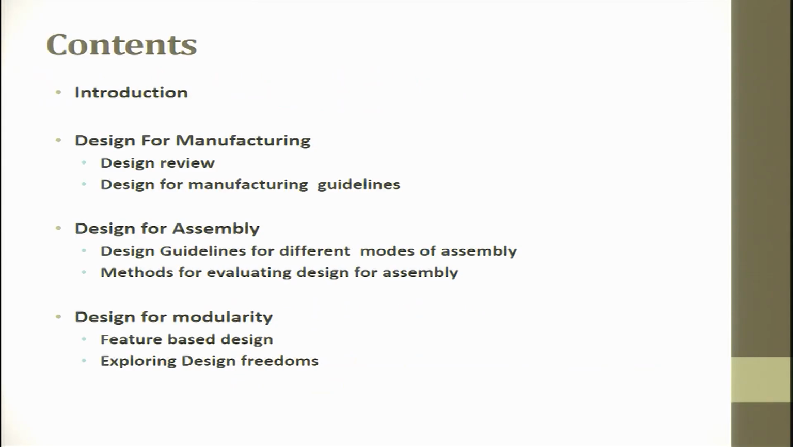The content we will see is a small introduction, followed by design for manufacturing. We will see design review there, then design for manufacturing guidelines, then design for assembly, then design guidelines for different modes of assembly, then methods for evaluating design for assembly, then design for modularity, feature based design and exploring design freedoms. So, these are the contents which we will go through in this lecture.